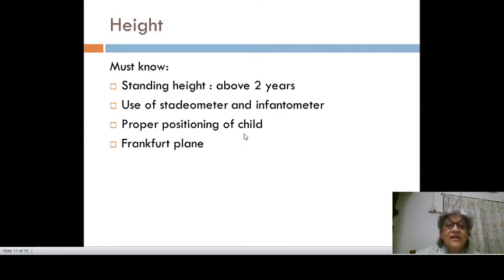To take the height, maintaining a proper position of the child is very important, which will be demonstrated to you during your practical classes. Always remember that the child must stand straight with the heels touching the ground, the shoulder blades touching the wall, also the back, and the head should be straight. And how do we know that the head is straight? We look for the Frankfurt plane. The Frankfurt plane is a line drawn from the angle of the eyes to the tragus of the ear. And if this line is horizontal, the head is straight.